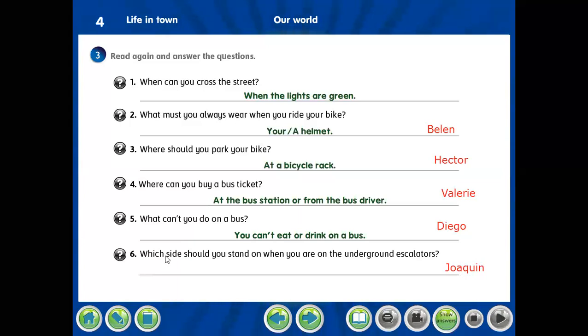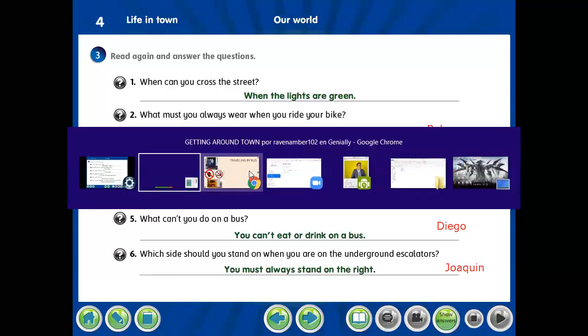Joaquin, which side should you stand on when you are on the underground escalator? Teacher, you must go on the right side. Excellent, excellent. On the right side. Okay? You must always stand on the right. Very good, my friends. Now let's play one Kahoot, okay? Let's play one Kahoot using this vocabulary, and using the rules. On the street, on the bike, by bus, or underground. Okay, let's go to Kahoot. Let's open one.